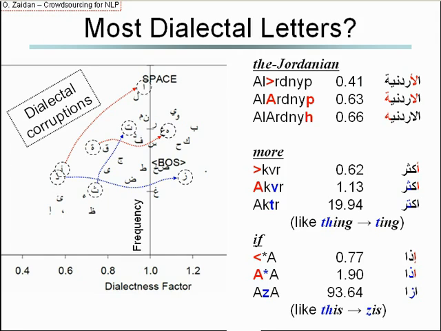This is interesting because it says that people care about spelling more when they're writing in MSA, maybe just because they want to sound smarter or they want to be taken more seriously. And you can see the same thing with these blue corruptions right here. These blue corruptions correspond to dialectal corruptions of MSA. So it makes a lot of sense for this word to have a much higher dialectness factor than this version, which is more faithful to the MSA spelling.